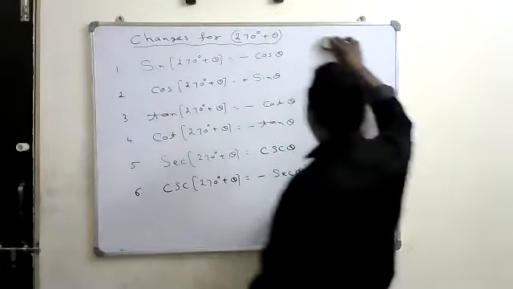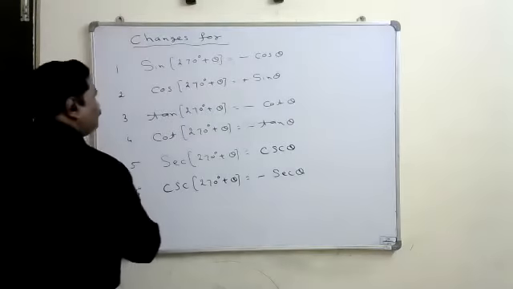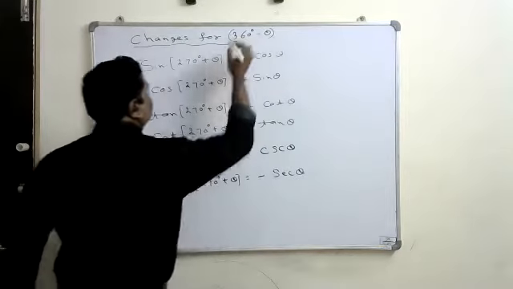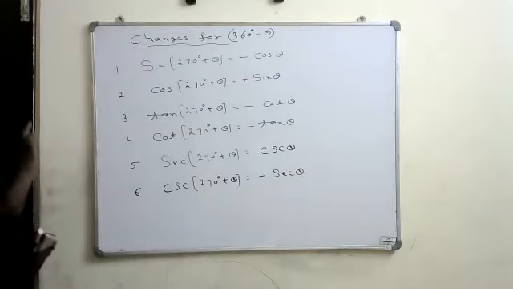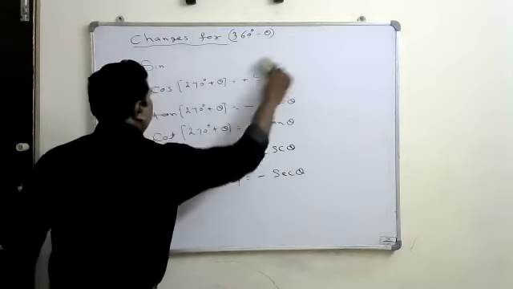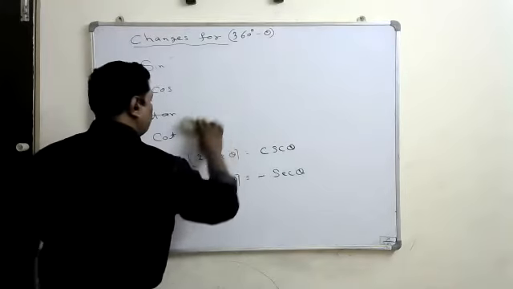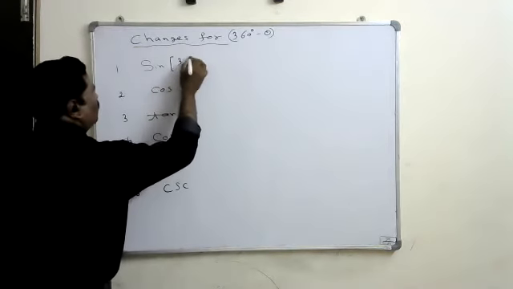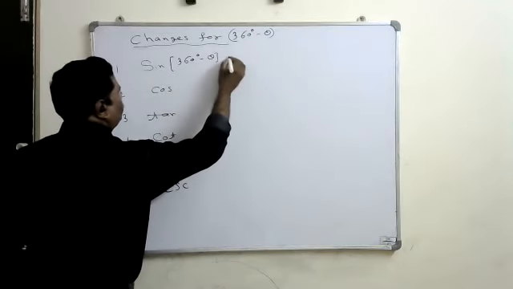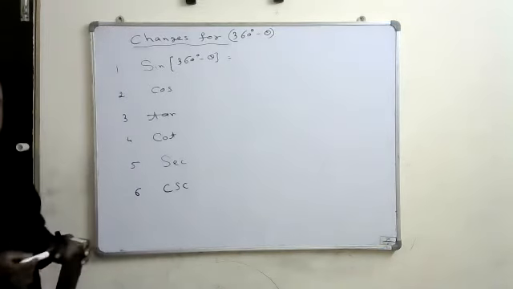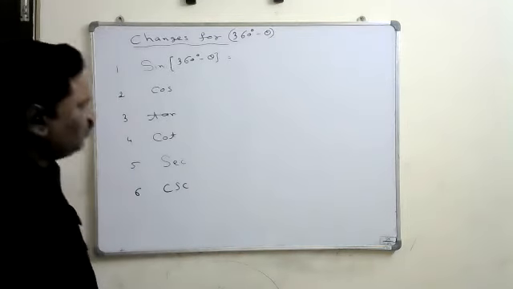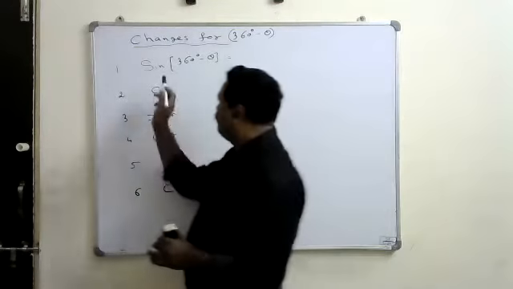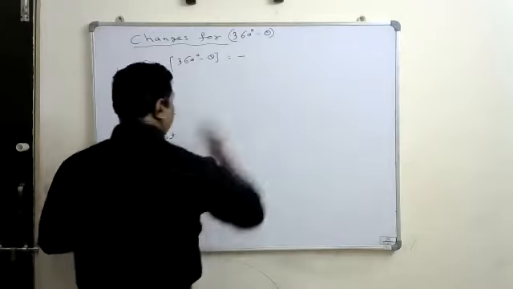Now, we will see the changes for the angle 360 degree minus theta. How are these functions going to change for the angle 360 degree minus theta? First, look at this. Sine of 360 degree minus theta. In which quadrant does 360 minus theta lie? Fourth quadrant. In the fourth quadrant, sine is negative.